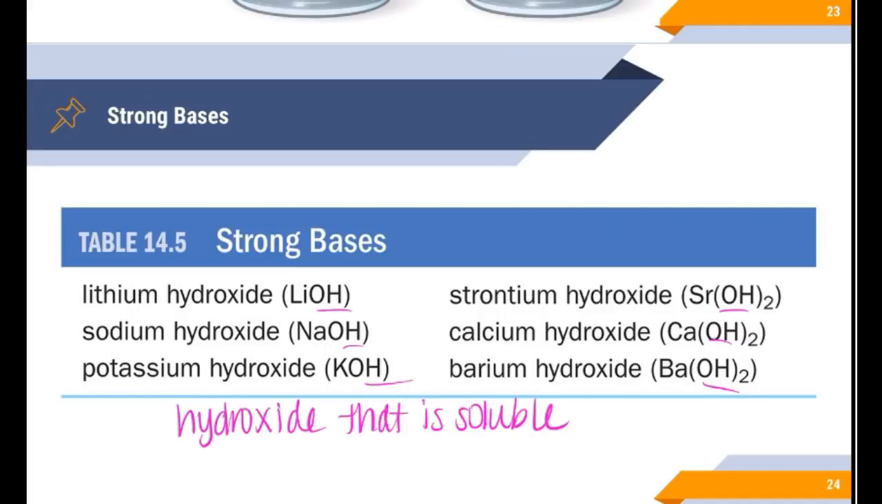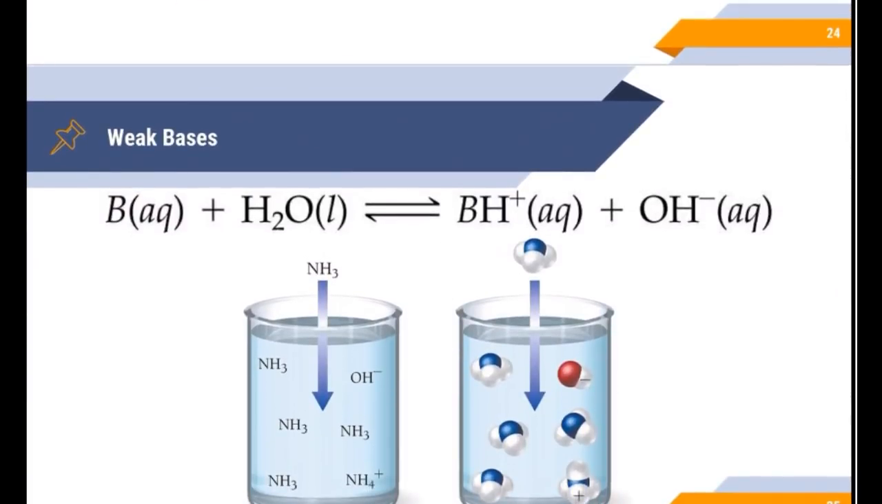And so you don't really have to memorize a list. You just need to use your solubility chart. If the hydroxide is soluble, it's a strong base. It's going to break apart 100%. Weak bases, again, just like weak acids, are going to go backwards and forwards. They're not going to break apart as much.